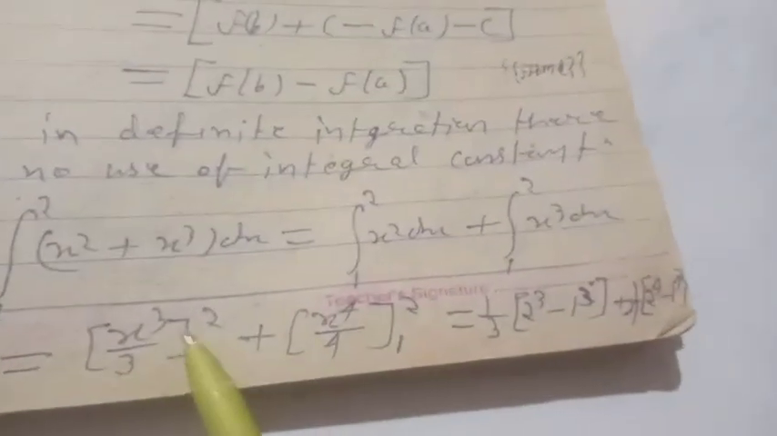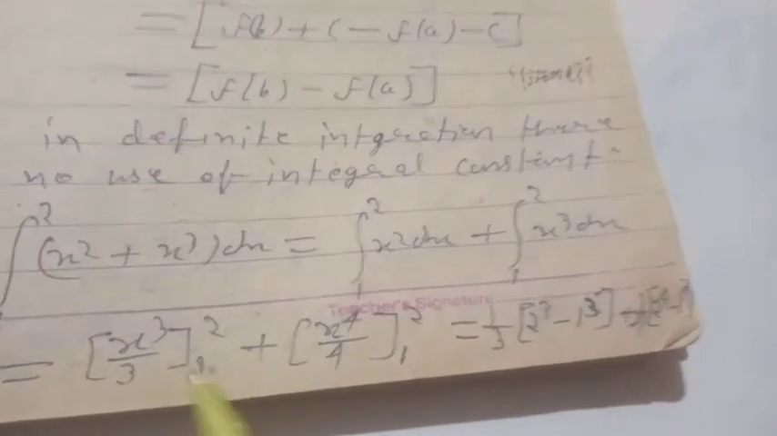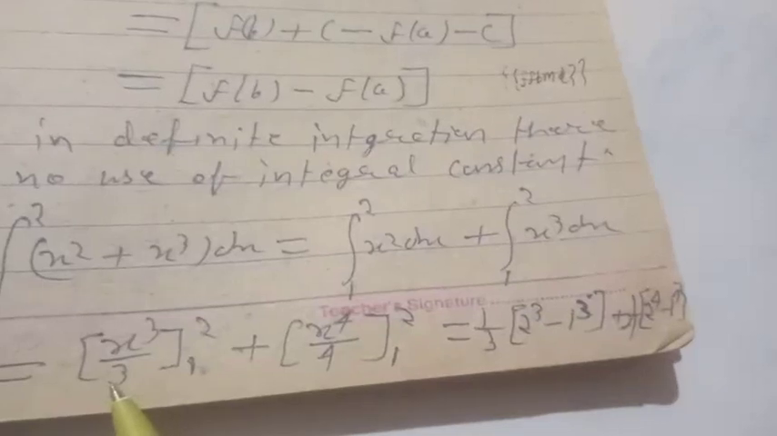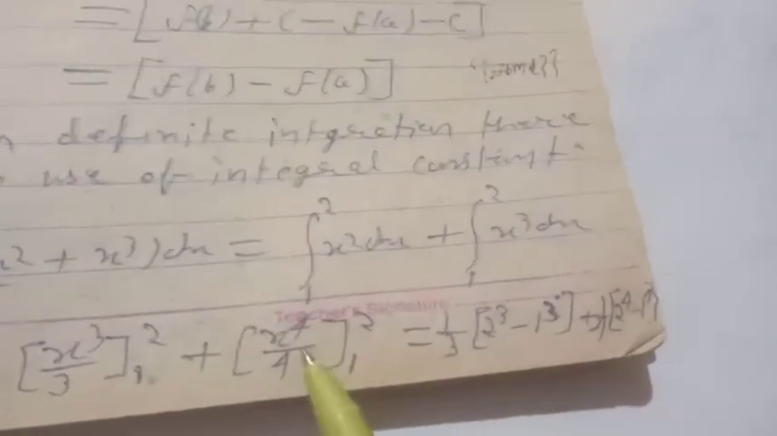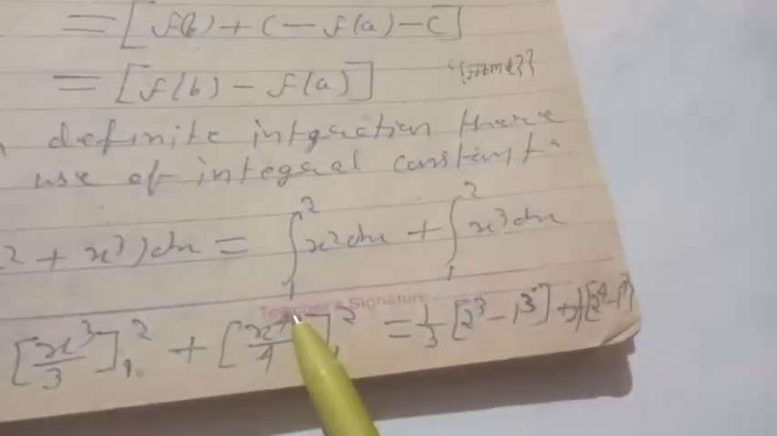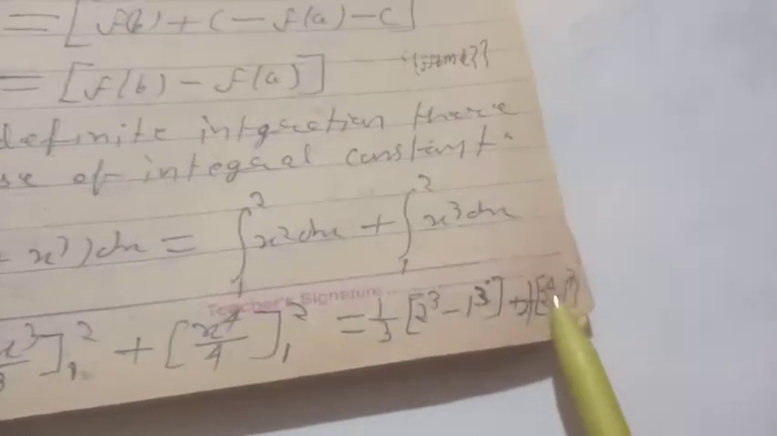Now we know it is the upper limit minus the lower limit, so here we put the upper limit: 2 cube minus 1 cube, and 1 by 3 is common, so 1 by 3 into (2 cube minus 1 cube). And in this case, 2 to the power 4 minus 1 to the power 4, so 1 by 4 into (2 to the power 4 minus 1 to the power 4), because 1 by 4 is common.